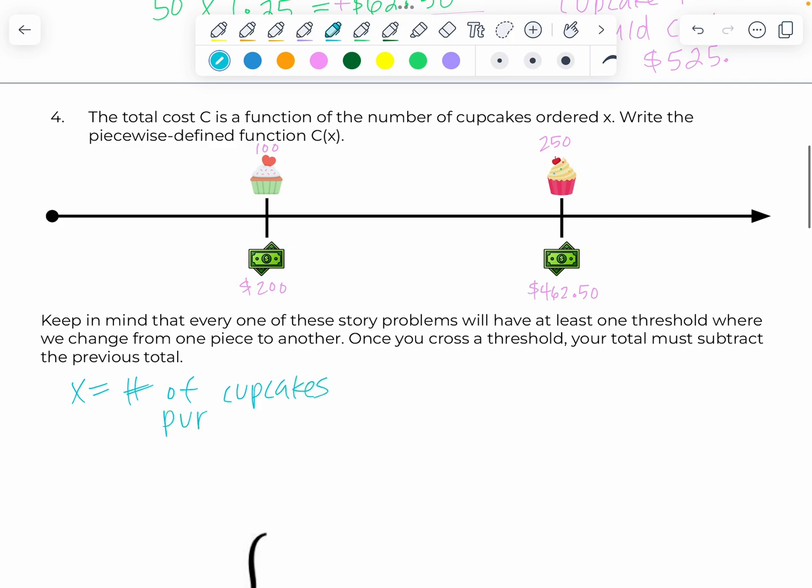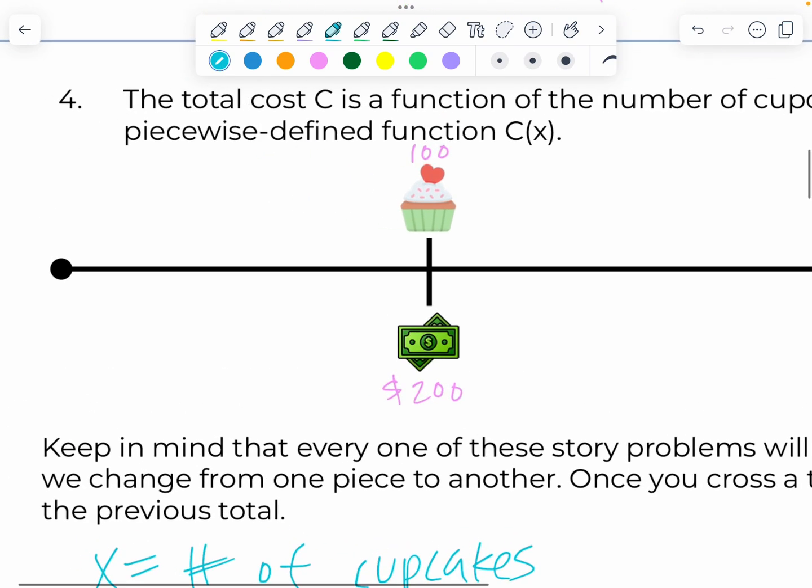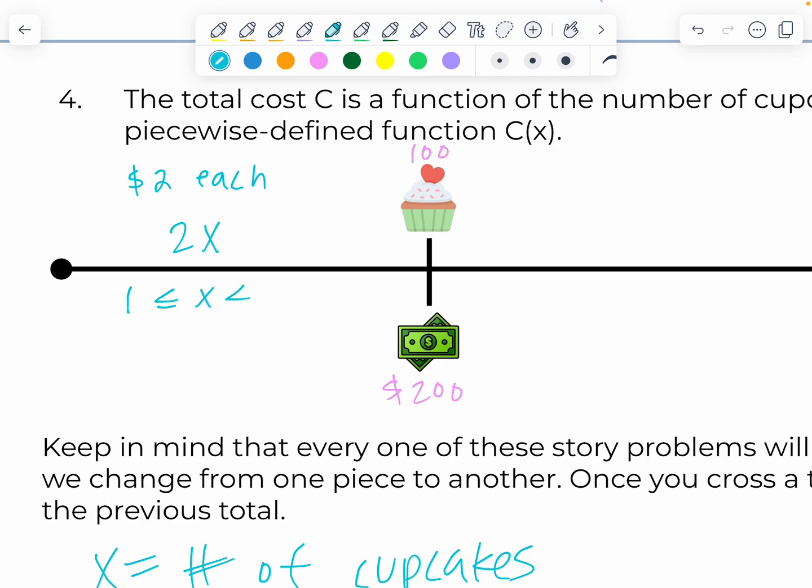I think that we would all agree in this first section where they're costing $2 each, we can just take 2 times the number of cupcakes, 2 times X. So if we're purchasing 5 cupcakes, 2 times 5 is $10, 10 cupcakes, 2 times 10 is $20, etc. And as we showed before, this would be for the domain, 1 cupcake through 100 cupcakes.